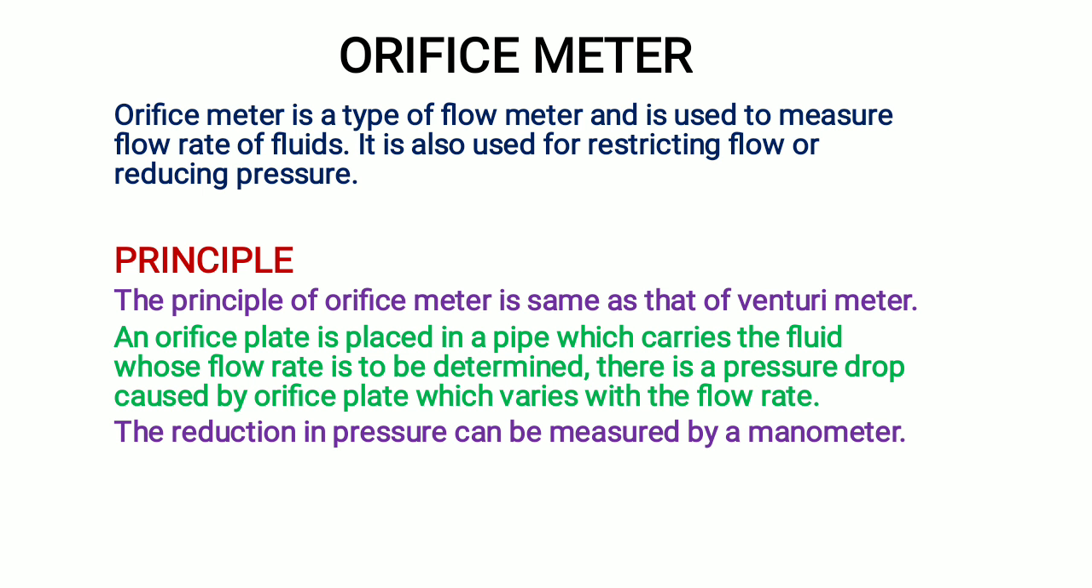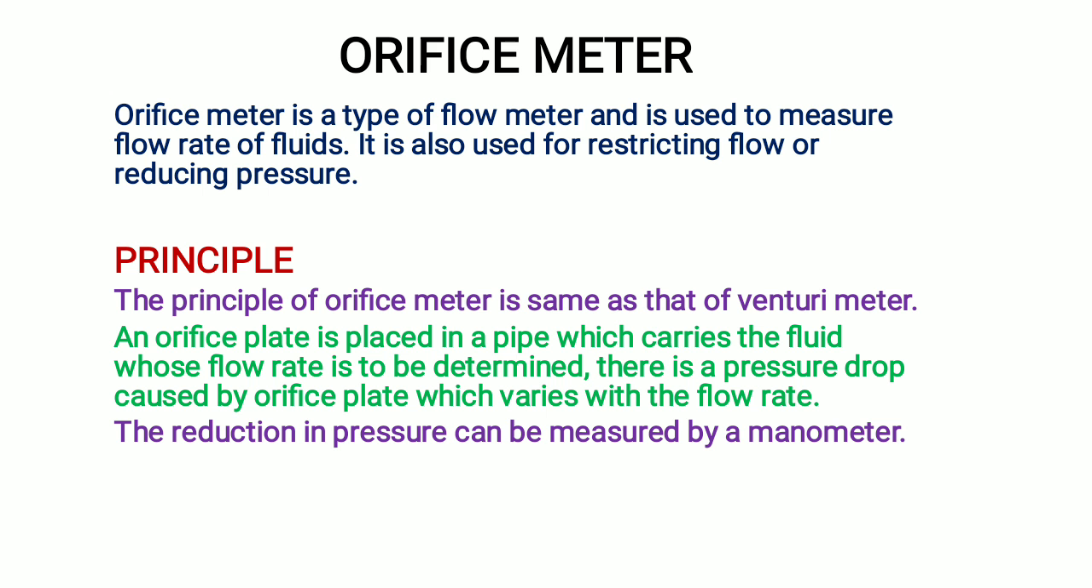So the difference in the pressure head between the normal fluid that was flowing earlier at the inlet side and this portion, which is called vena contracta, a high velocity low pressure region created due to sudden contraction in the flow pattern, will be measured by a manometer, right? So it is basically based on this principle. Orificemeter is a type of flow meter and is used to measure the flow rates of fluid.